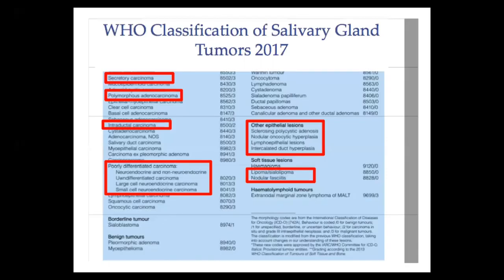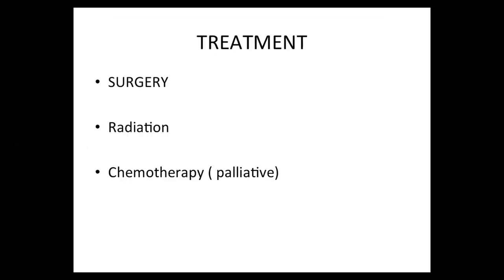Now, this is in brief WHO classification of salivary gland tumors 2017. Just to highlight, there are a few newly added entities which have increased the headache of the pathologist. 2 or 3 pathologists come up with the diagnosis. It's difficult because these tumors are very rare and they're challenging enough.